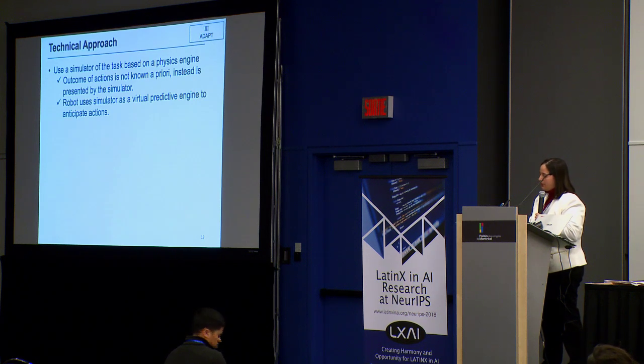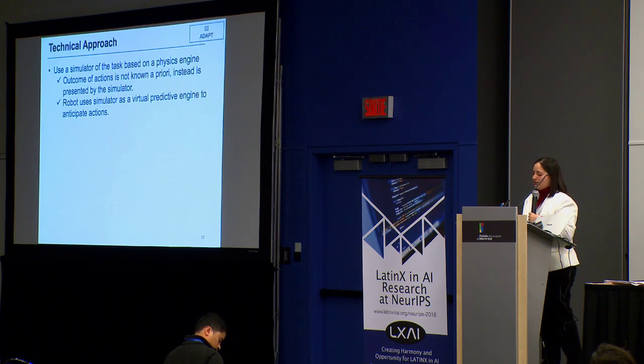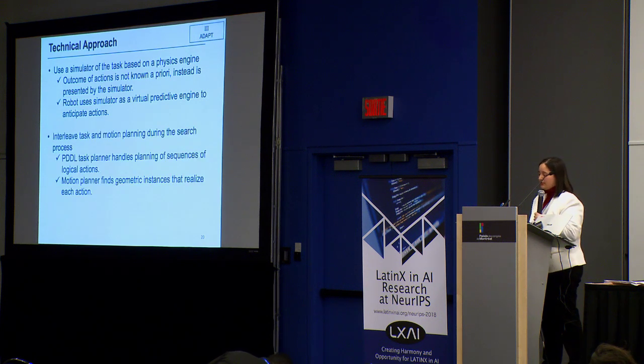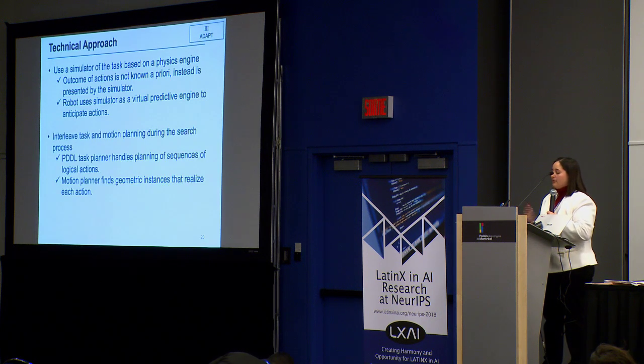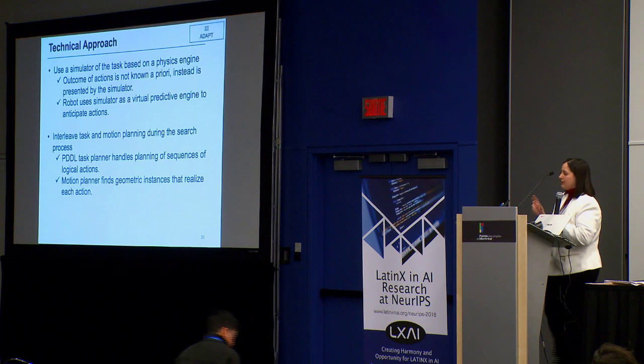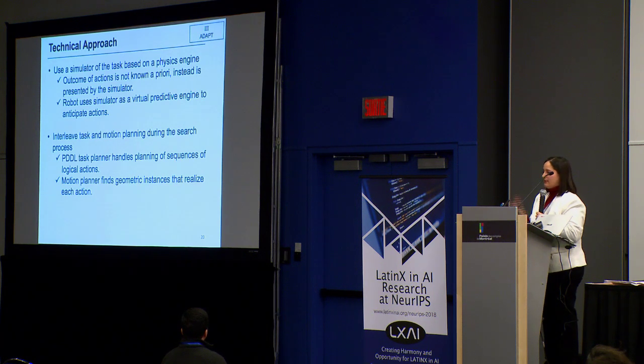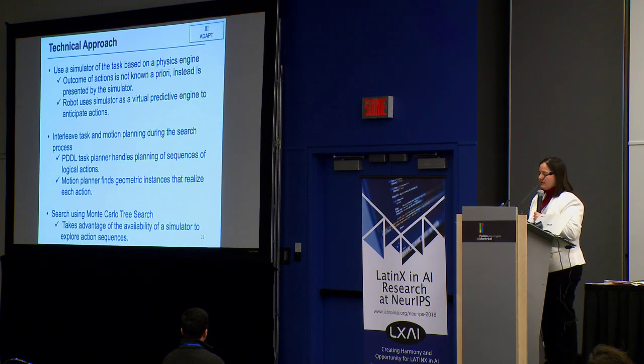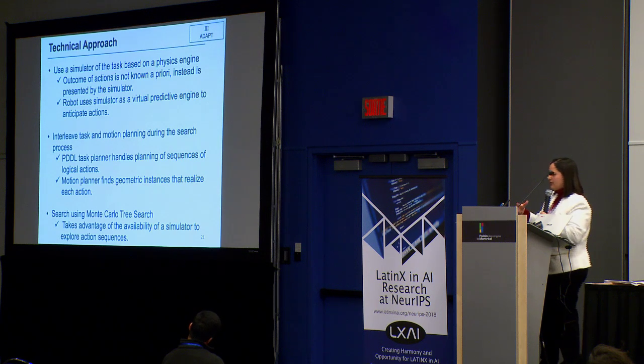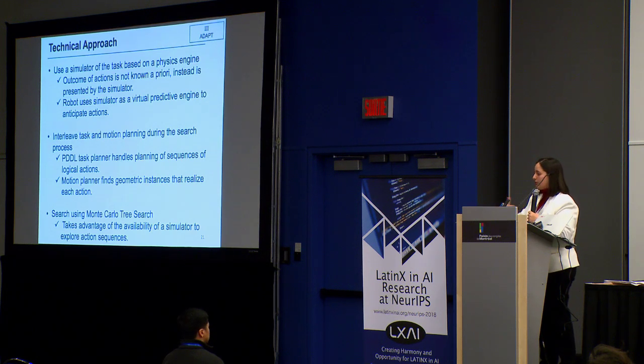The robot will spawn multiple simulators with different properties of the objects to try by itself. And it will interleave task and motion planning during the search process, guided by the demonstrations that it had before. So instead of trying any random thing, it will try to remember things from the knowledge base, and that's what it will try first. And finally, we'll use Monte Carlo tree search to basically run that search on the simulator.